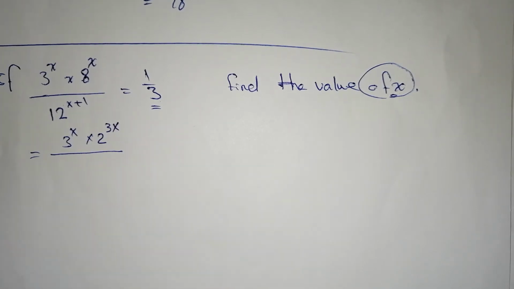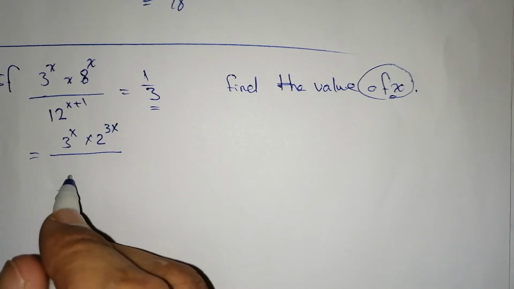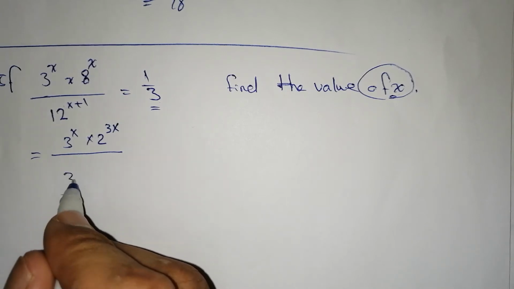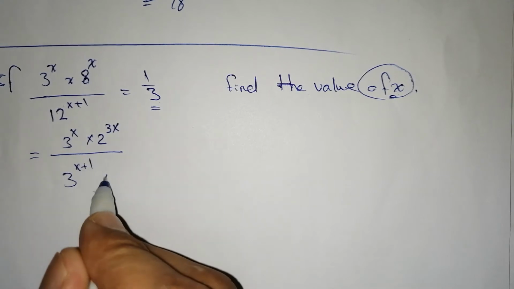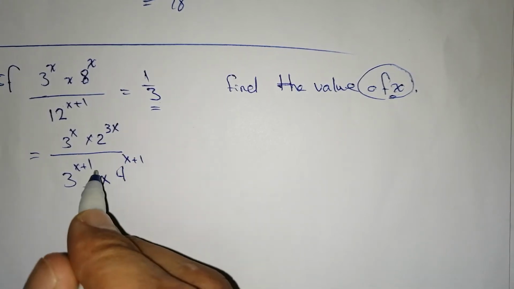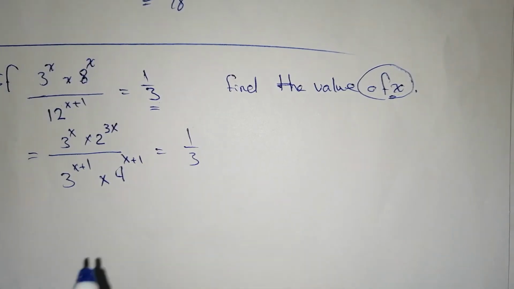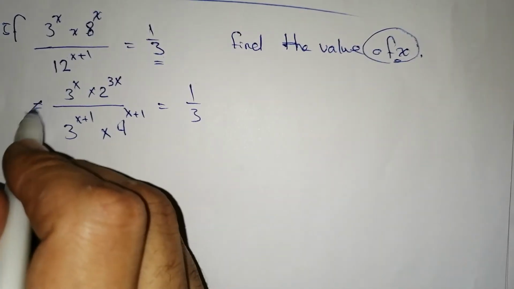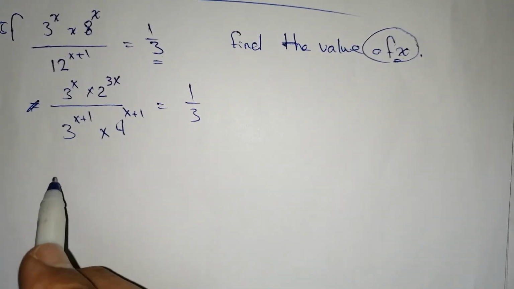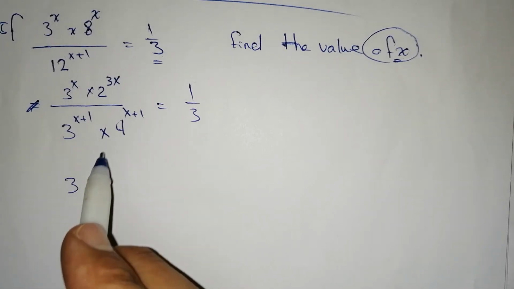That's very good. And then in the denominator we have 12. 12 can be written as 3 times 4. So we have 3 power x plus 1 times 4 power x plus 1. And then in the right hand side we have 1 over 3. 1 over 3 can be written as 3, yes, that's very good, power negative 1. So on the left hand side we have a common base 3, and then we have 4. 4 can be written as 2 power 2.